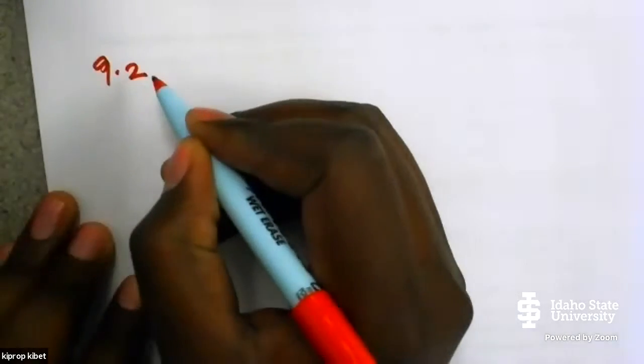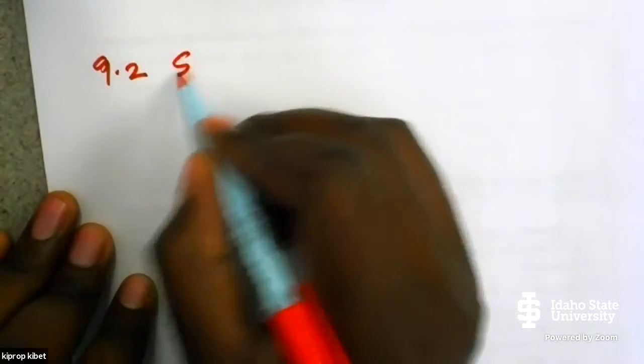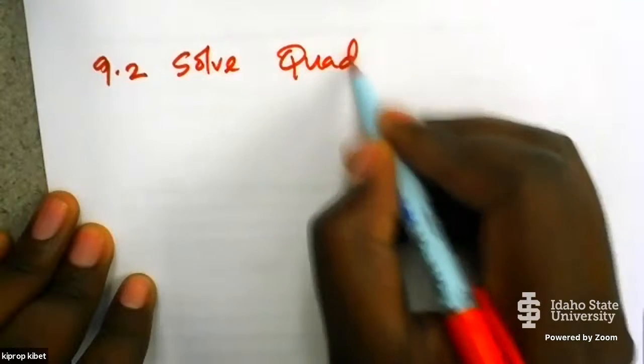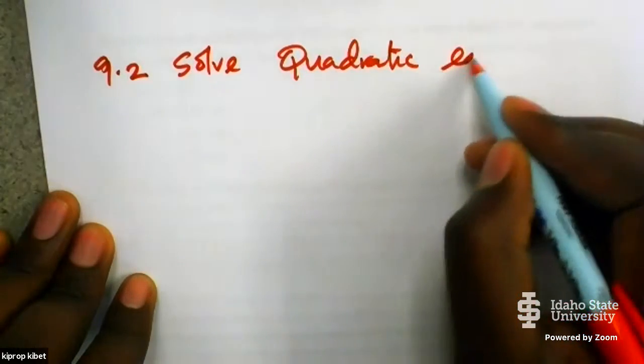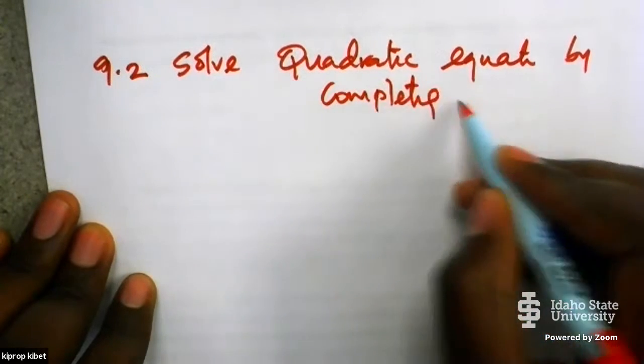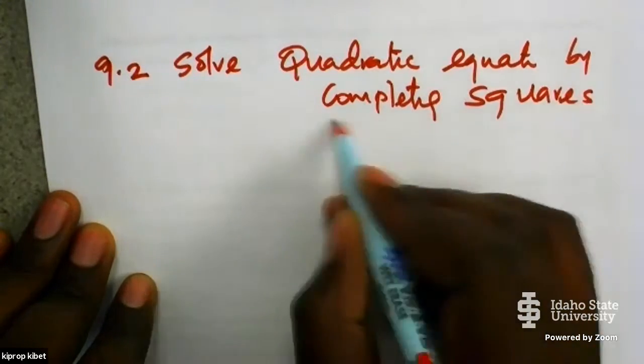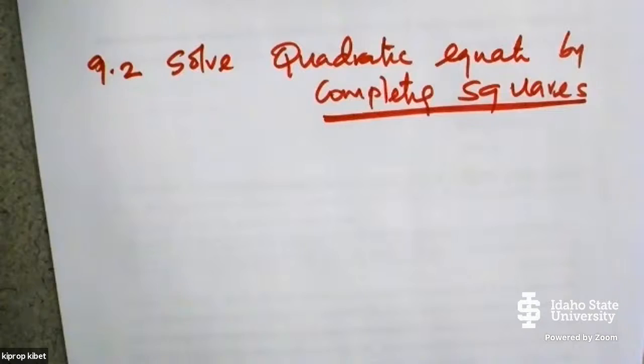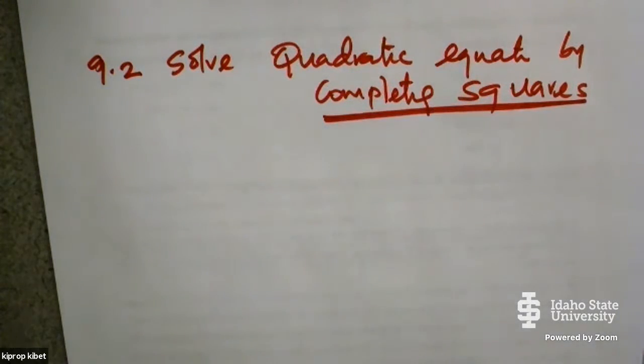All right, so let's do section 9.2. Quadratic equations by completing squares. Last time we were solving by using the square root property. Today we are going to use the completing squares method.